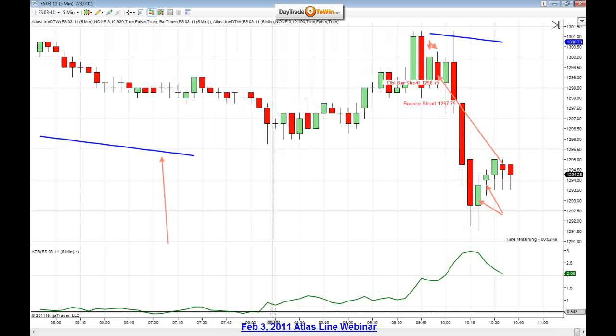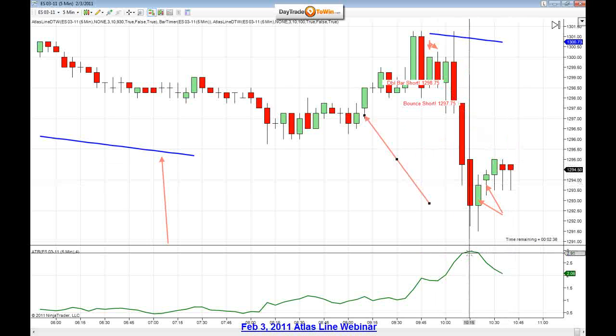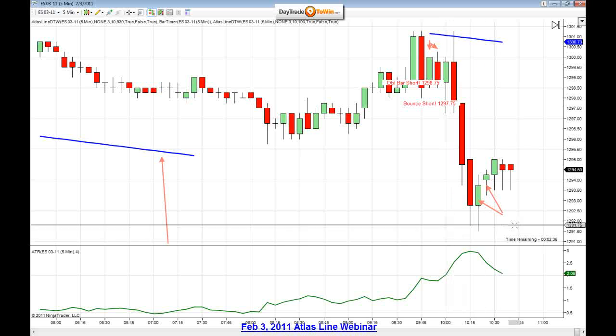Great, Daniel. So I want to make sure that each trade that I take corresponds above or below the Atlas line. Each Atlas line pullback, I'm not going for ATR. I'm just going for a point because it's a fast in and out. Okay.